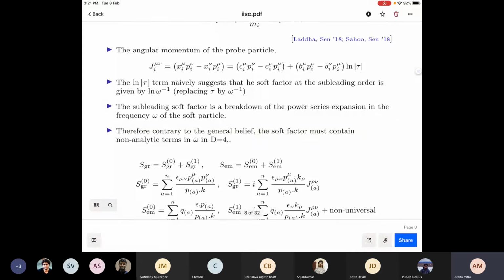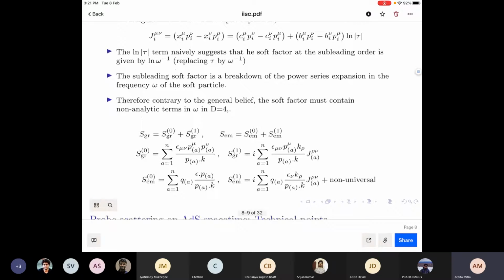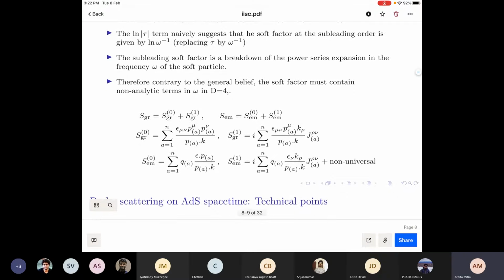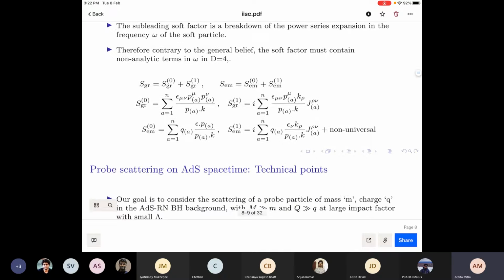So contrary to the general belief, the soft factor must contain non-analytic terms in omega in 4 spacetime dimensions, and the expressions for the soft photon factor and soft graviton factor look like this, where S GR 0 is the leading order soft graviton factor, which is like 1 by omega order, and S GR 1 is the subleading order, which is ln omega inverse. Similarly, S EM 0 is the leading soft photon factor for flat spacetime, and S EM 1 is the subleading order soft photon factor in flat spacetime.